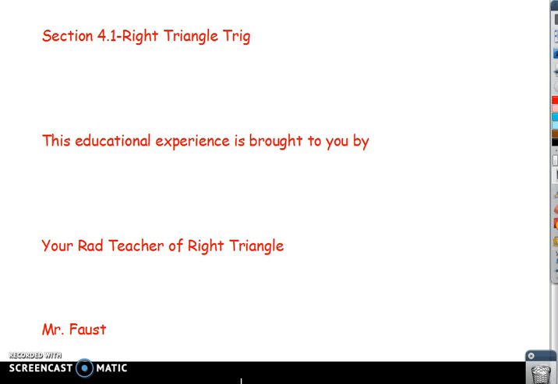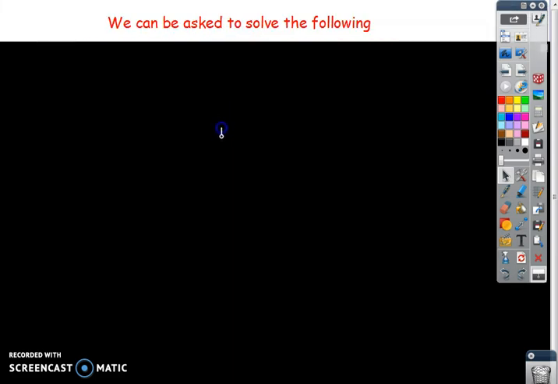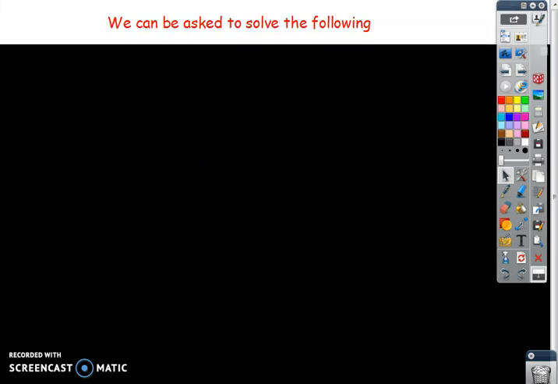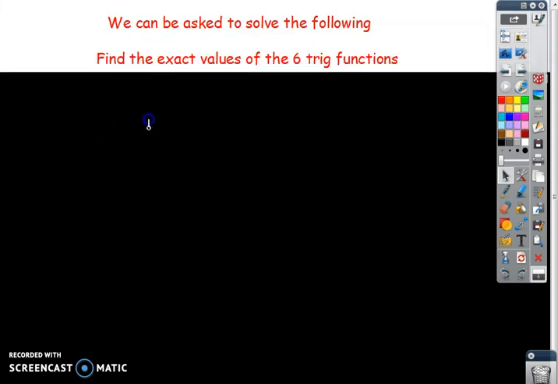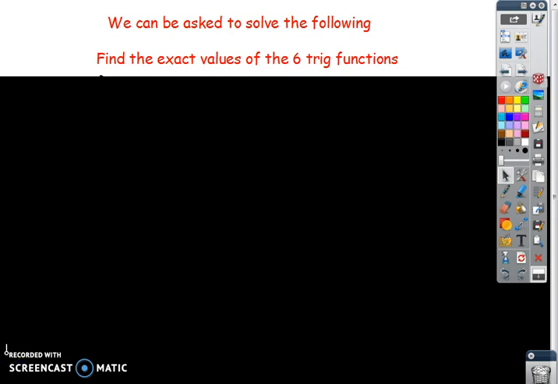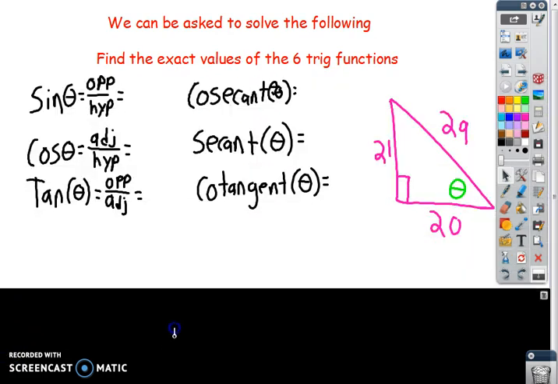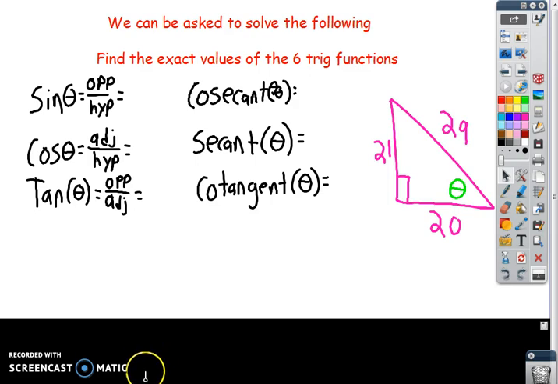Alright, so before we talked about all the different trig functions and things like that. Now we're actually going to apply them. So what we could do is we could be asked to solve the following. Find the exact value of the 6 trig functions given a triangle.